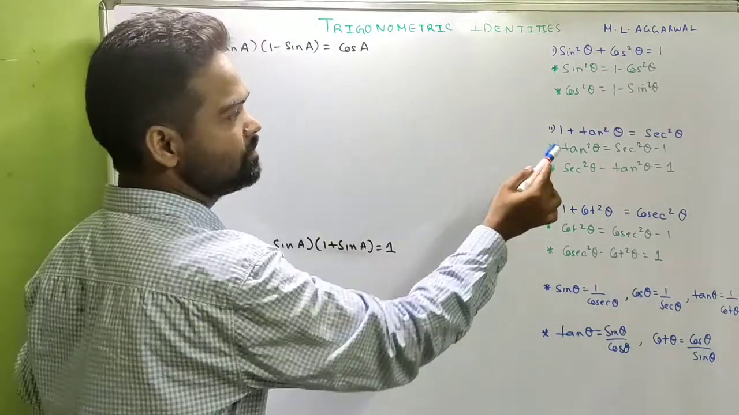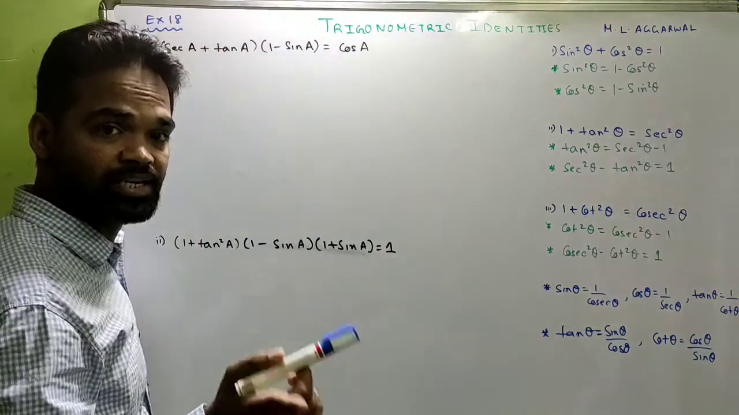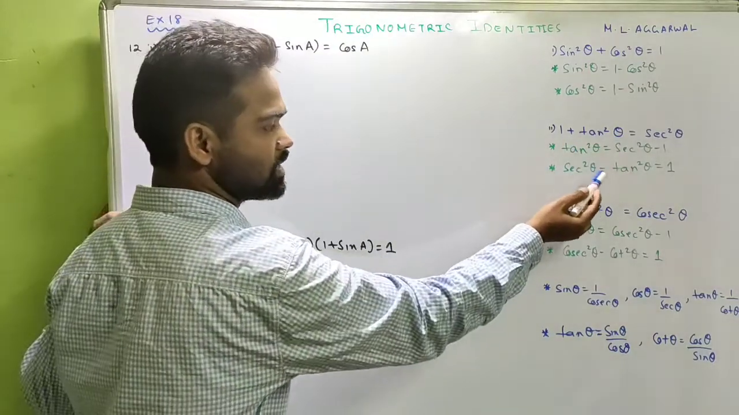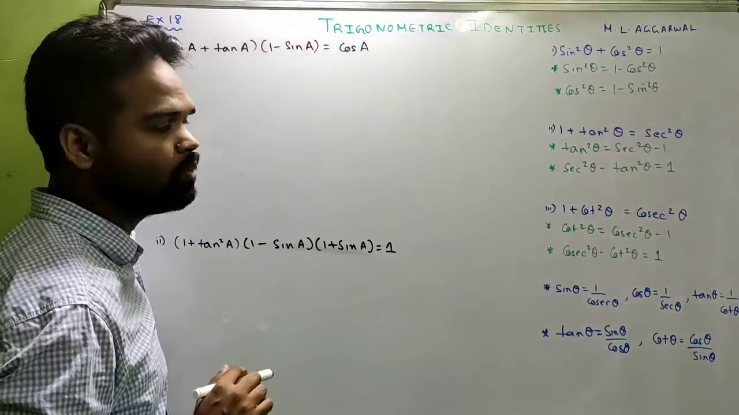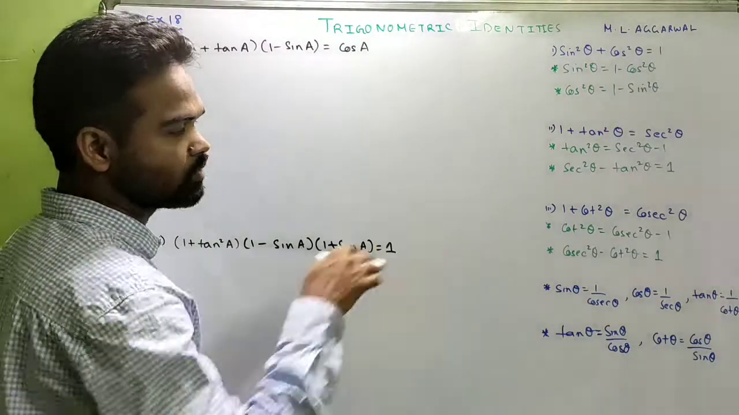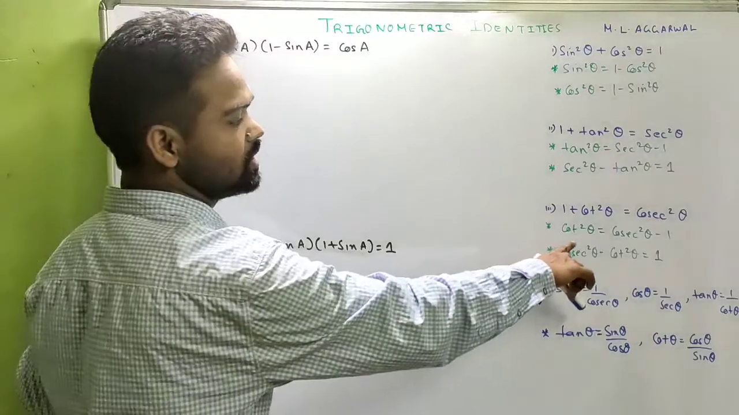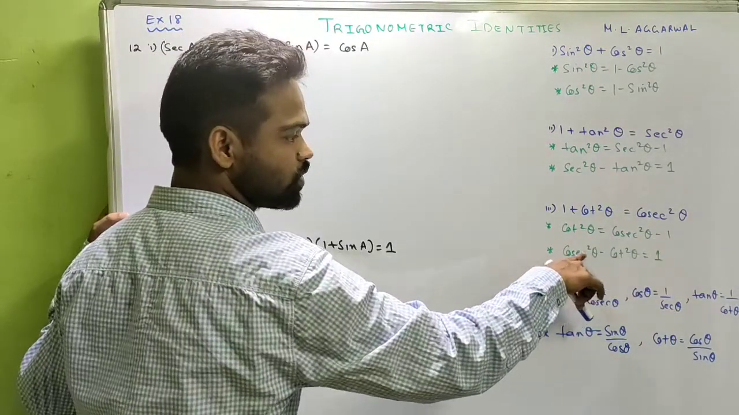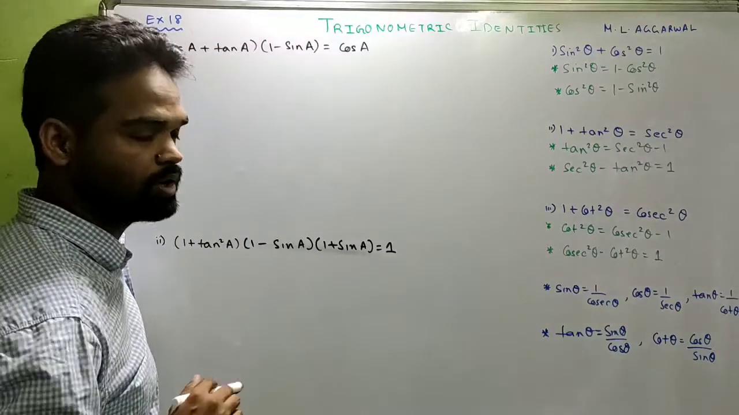The next identity, 1 plus tan square theta is sec square theta, which means tan square theta will be sec square theta minus 1, and sec square theta minus tan square theta is equal to 1. There was one more, 1 plus cot square theta is equal to cosec square theta, which gives us cot square theta as cosec square theta minus 1 and cosec square theta minus cot square theta is equal to 1.